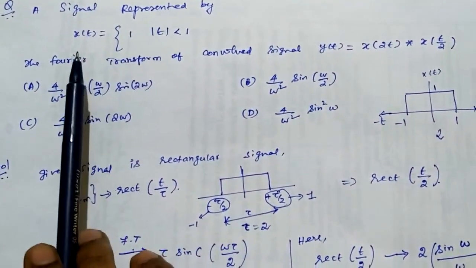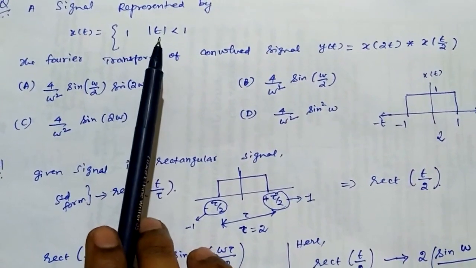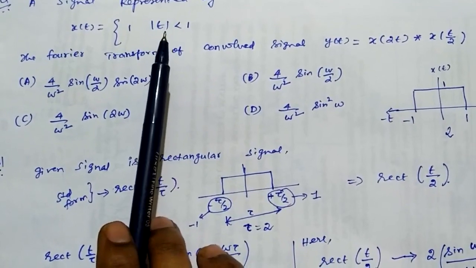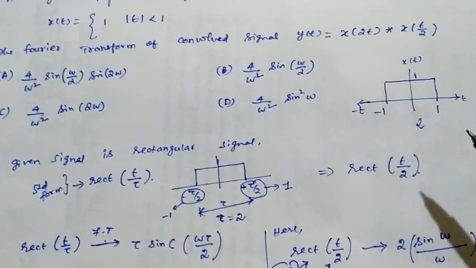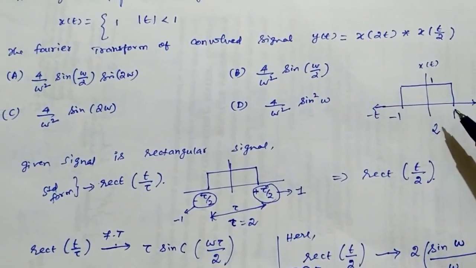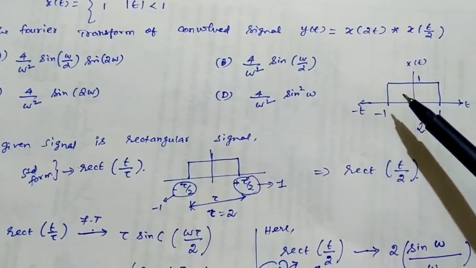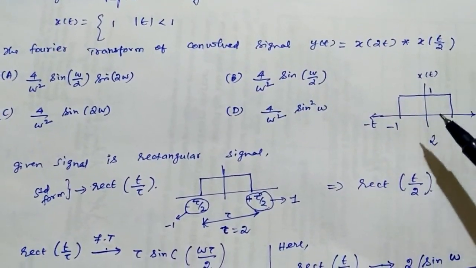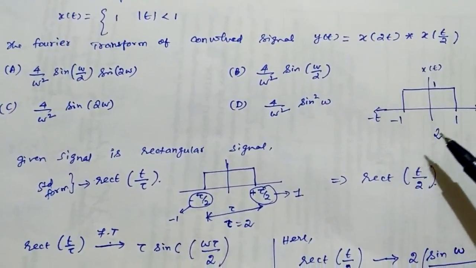A signal represented by x of t is equal to 1 for the magnitude of t less than 1. That means for positive time up to 1 and negative time up to 1, the function value remains 1. So it is something like a rectangle signal whose width is 2.